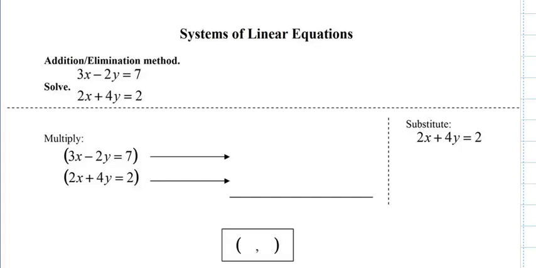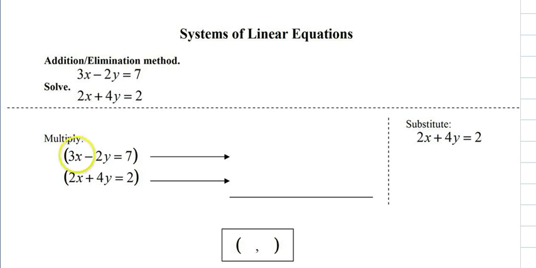All right, this is the last method that we have for systems of linear equations. It's called the addition or elimination method. What you do is you line them up, x's with x's, y's with y's, and the constants with constants. What we're going to do is eliminate a letter. We can actually add these together, and when you add them, their sum will become another true statement.